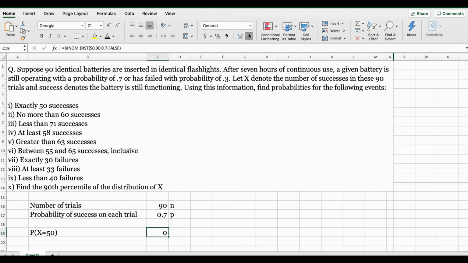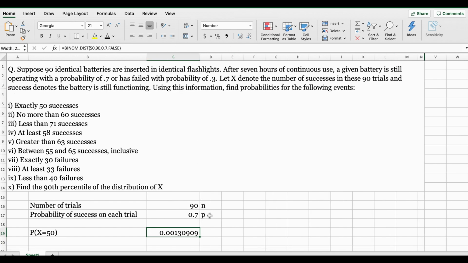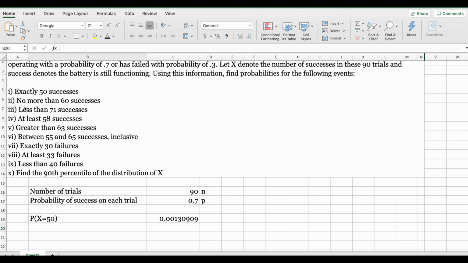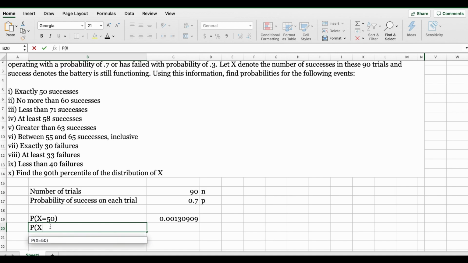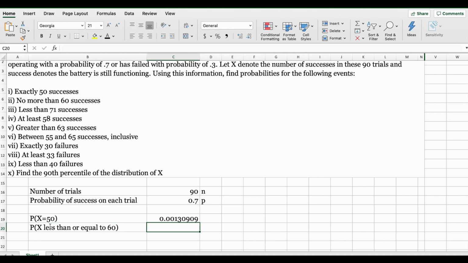Let me increase the decimal place. Okay, so for when X equals 50, our answer is going to be 0.0013. The second question is asking us for probability when it's no more than 60 successes. Here, another way to write this is probability of X when it's less than or equal to 60. So for this, we are looking at the left side of the curve all the way until 60.